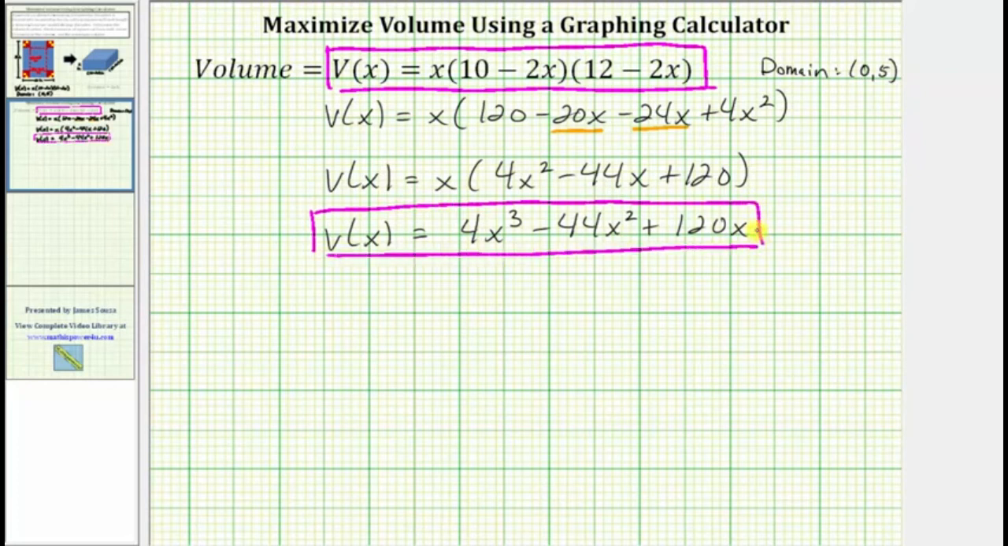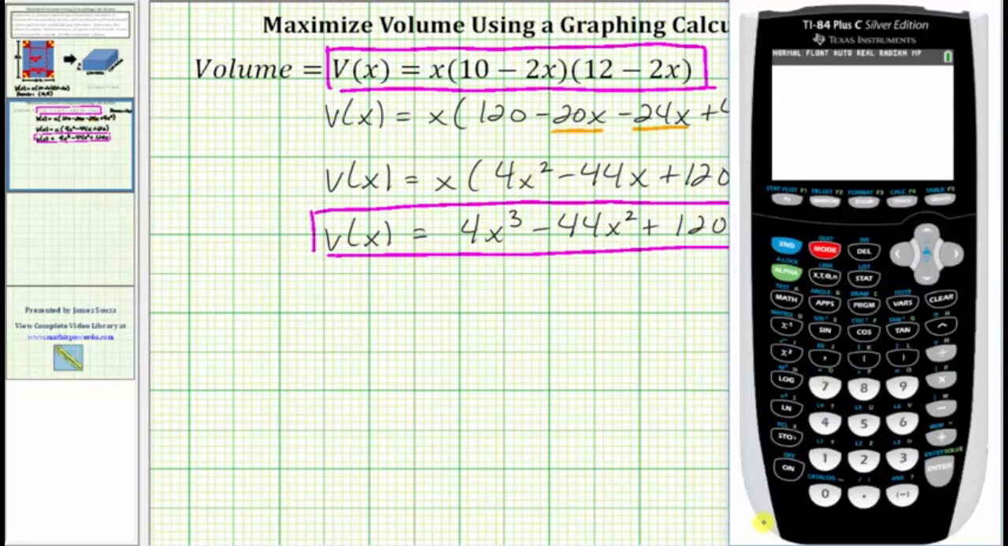And now we will graph the function to determine the size square that will give us the maximum volume and determine the maximum volume. With the graphing calculator on, we press y equals, and let's enter the volume function in this first form here. We enter x times the quantity 10 minus 2x times the quantity 12 minus 2x. Let's begin with the standard window by pressing zoom 6 for Z standard. We will probably have to adjust the window, but this is a nice place to start.